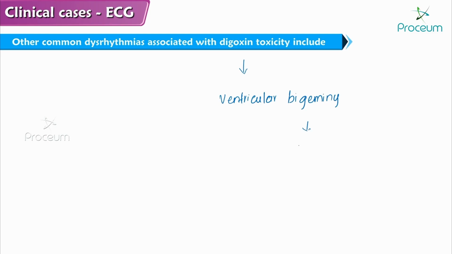Right, so ventricular bigeminy will be the most common ECG change in case of digoxin toxicity. Now, what are the other ECG changes you will have in case of digoxin toxicity? You can have all types of arrhythmias, that is ventricular tachycardia as well as ventricular fibrillation, and there can also be premature ventricular contractions. But please remember, the arrhythmia that you will not see in digoxin toxicity is atrial fibrillation.